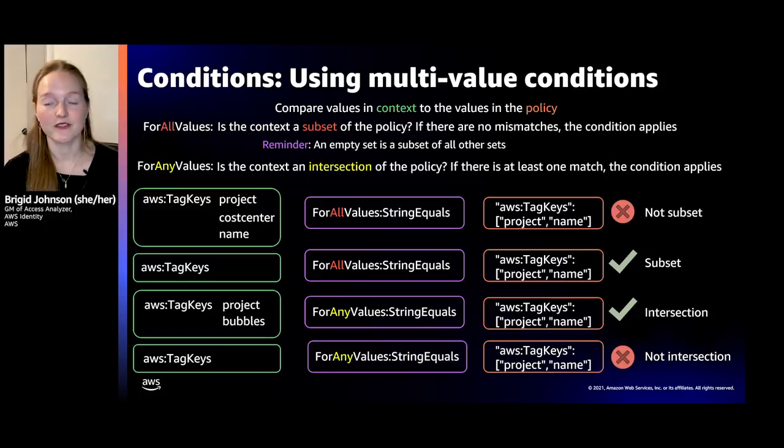Now, for any values, you're going to be looking for an intersection of the policy. If there's at least one match, then the condition kicks in. And so for project and bubbles, there is an intersection, which is project for that third example there, and an empty set, there's not an intersection, so the condition would not kick in.